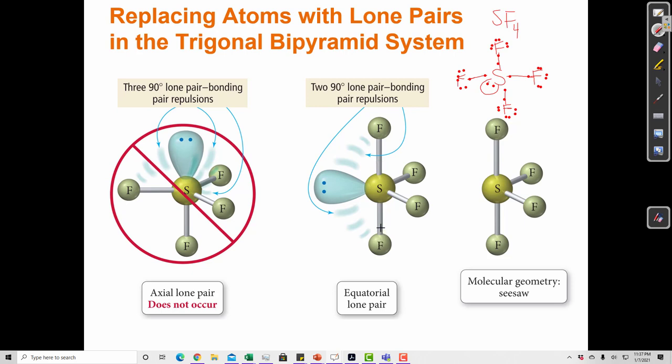So, do I put the lone pair in an axial position, where it's 180 degrees away from an F? Or do I put the lone pair in an equatorial position, where it's 120 degrees away from an F? Depending on where I put that lone pair, it's going to yield 2 completely different shapes, which would be 2 completely different molecules. So it's important to figure out where it's supposed to go.